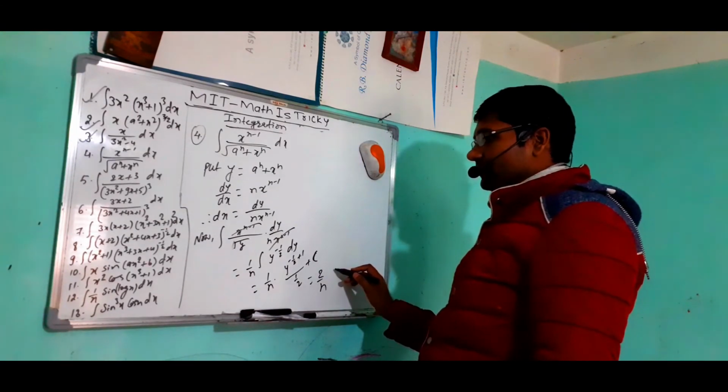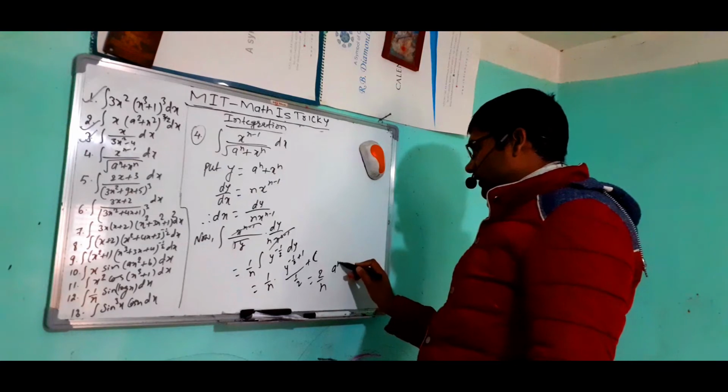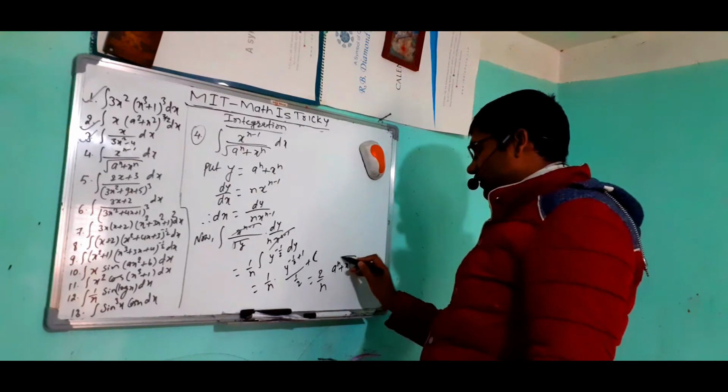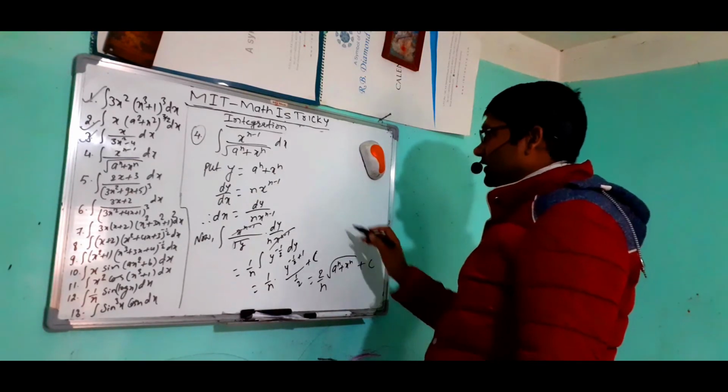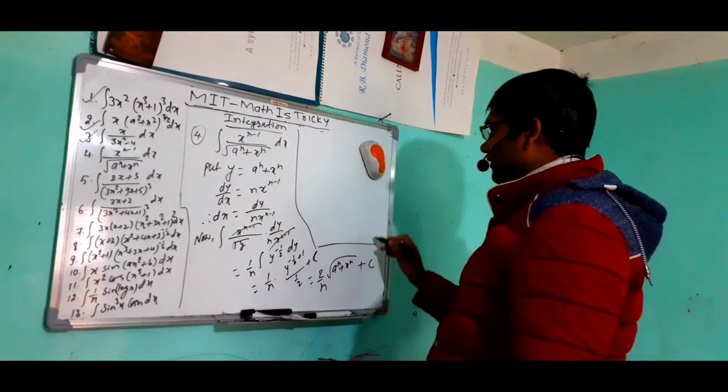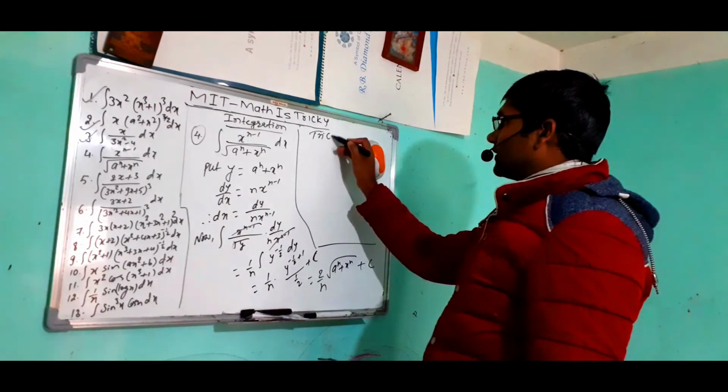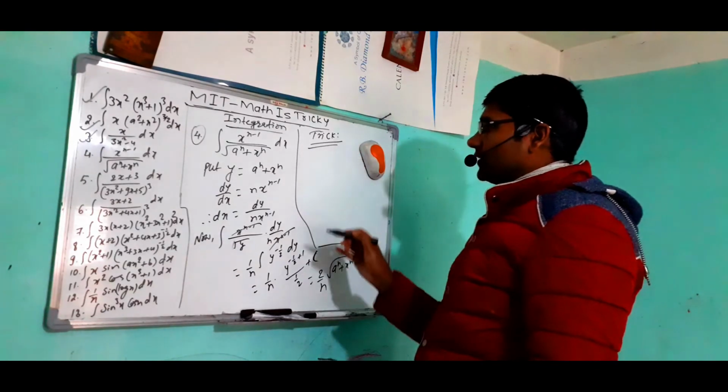Y is simply a power n plus x power n, 1 by 2 means root, plus c. This is our answer. Now let's see the trick for this also. What is the trick? Just within a second we can solve this problem.